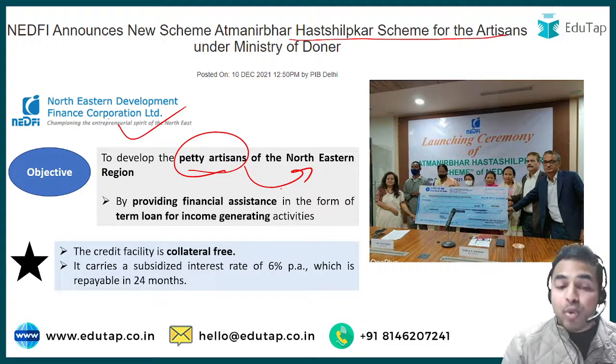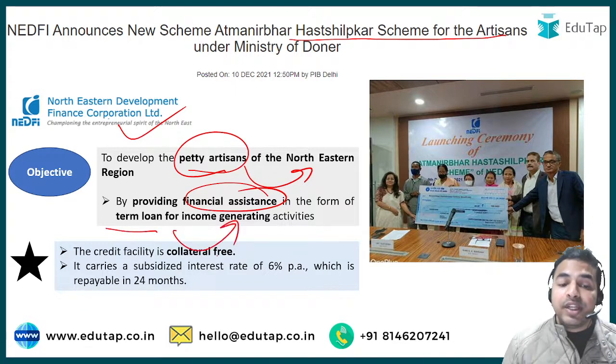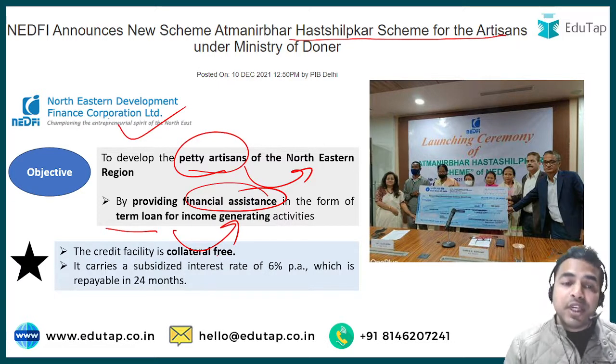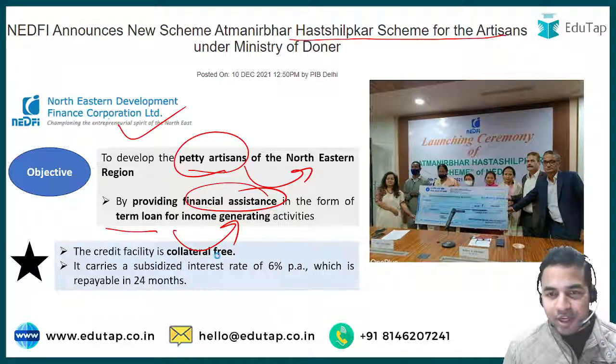This will be done by providing financial assistance in the form of term loans for income generating activities. That means after getting this financial assistance, they can expand their businesses, they can modernize their businesses, and that's how it will lead to the development of the petty artisans, and they can also learn some skills as well. So that's how this scheme is really going to help these artisans of the northeastern region. And I believe that this question is very much clear to all of you.